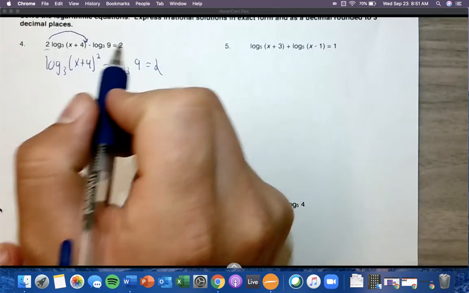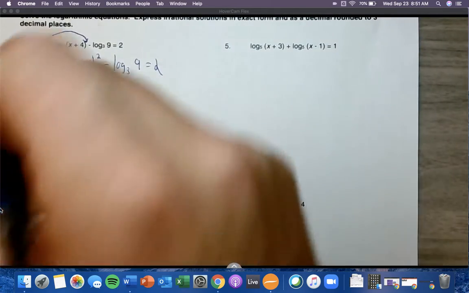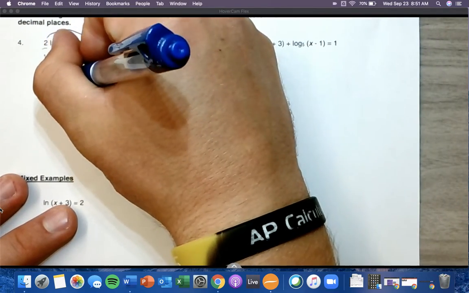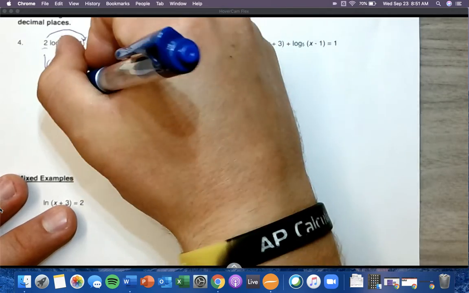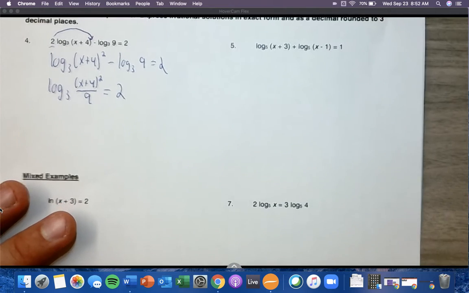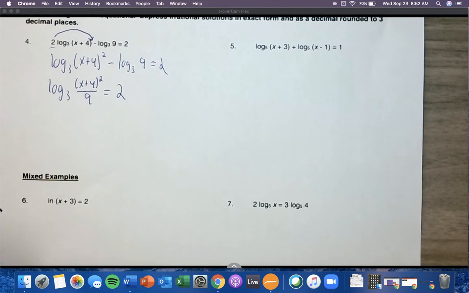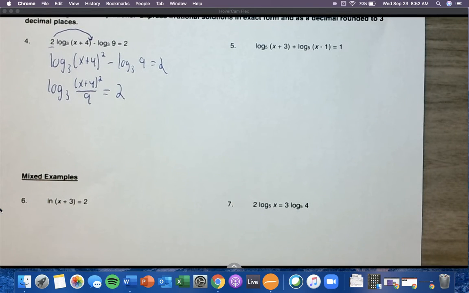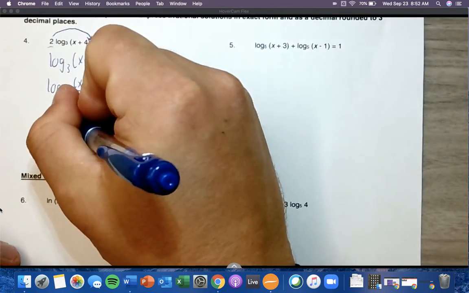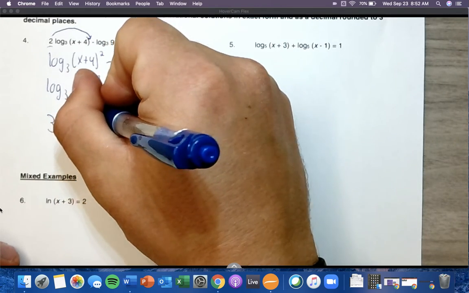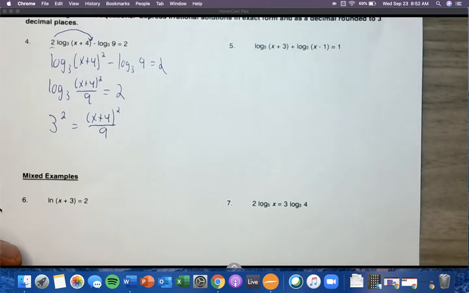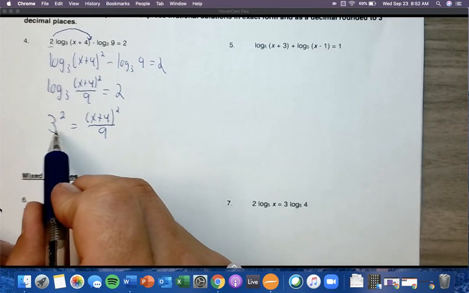Now I can use the property that we used earlier and say that's just going to be log base 3 of x plus 4 squared over 9 equals 2. And now this is something I can transform into exponential form. I can say the base 3 squared is equal to x plus 4 squared all over 9. And 3 squared is just 9.